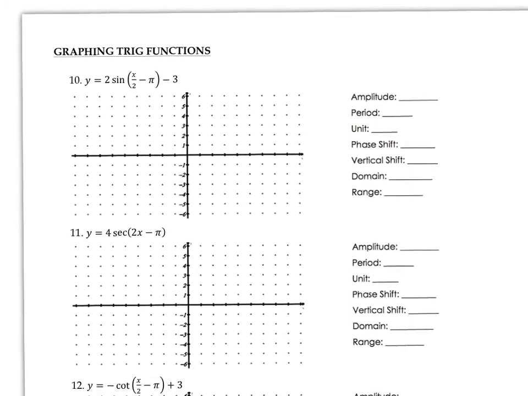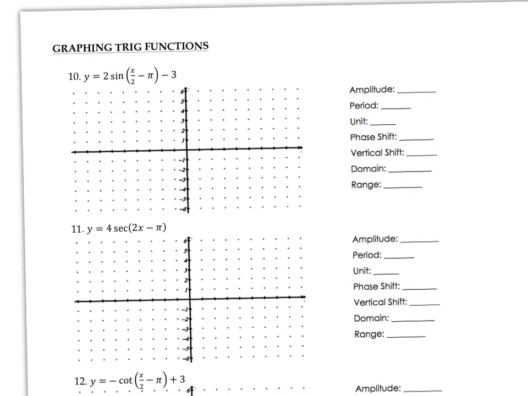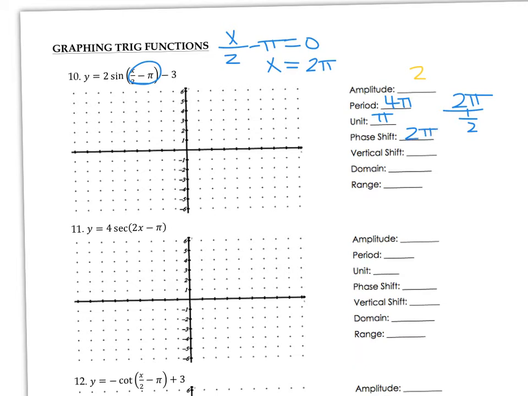So now we get to go to the fun part, which is graphing all of these fun trig functions. So if I start graphing these, sine has an amplitude of 2. Period is 2 pi over b, which is 1/2, so 2 pi over 1/2, which is the same thing as saying 4 pi. My unit is my period divided by 4, so 4 pi divided by 4 is pi. Phase shift is what it takes for the inside of my parentheses to equal 0, so x equals 2 pi. And my vertical shift is -3.